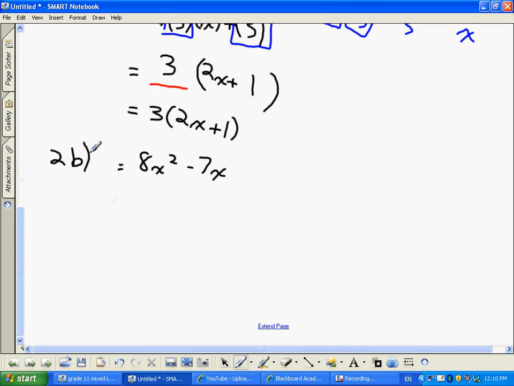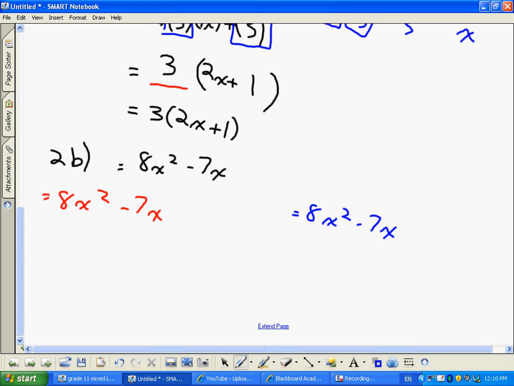Okay, so question 2b, we have the question 8x squared minus 7x. Okay? I'm going to do this 2 ways. I'm going to do it the greatest common factor and prime factoring. So I'm going to write it twice. Greatest common factor, so we're going to do it in red. That'll be our greatest common factor way. Okay? And prime factoring will be in blue.